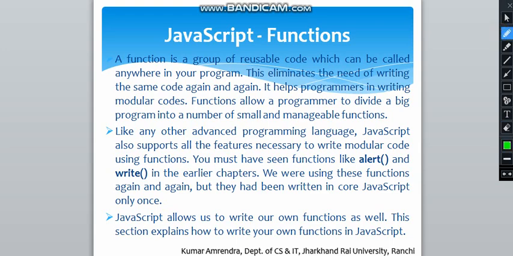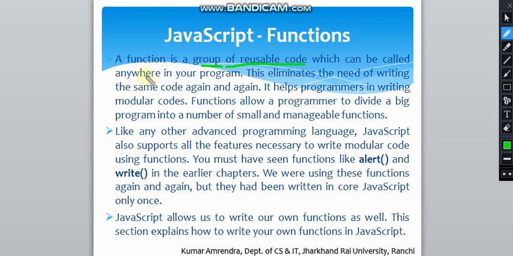So we have already studied in C and C++ what a function is. A function is a block of code in which we write some statements, that is used to be called at multiple places. So here what we do is create a function, and whenever we need that function we call it from different locations, from different programs, from different blocks. So a function is a group of reusable code which can be called anywhere in your program.